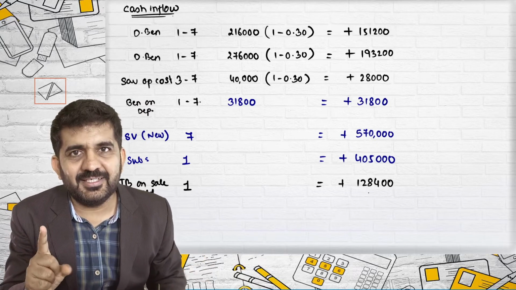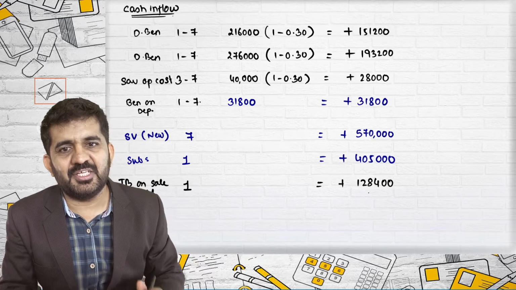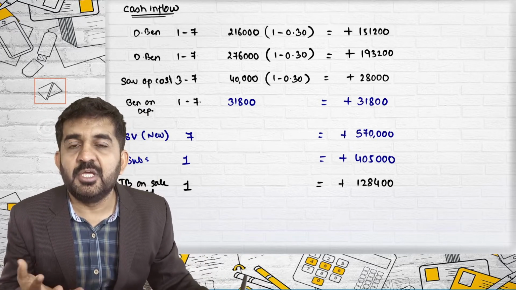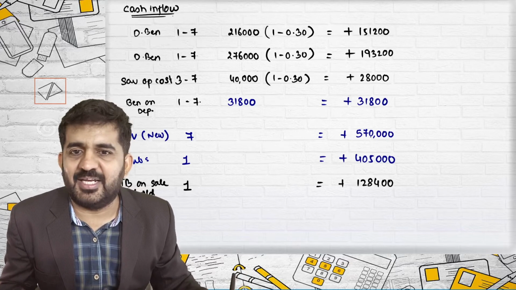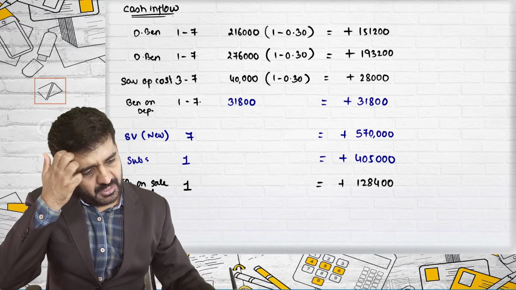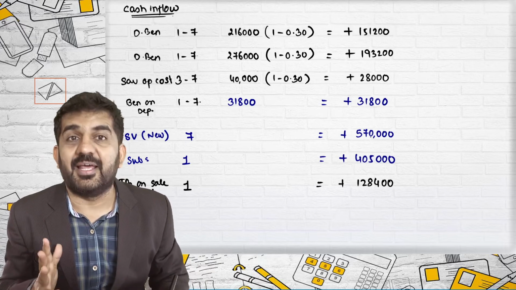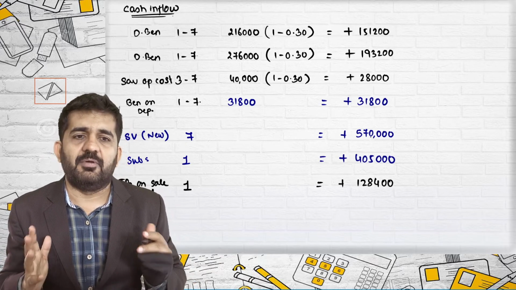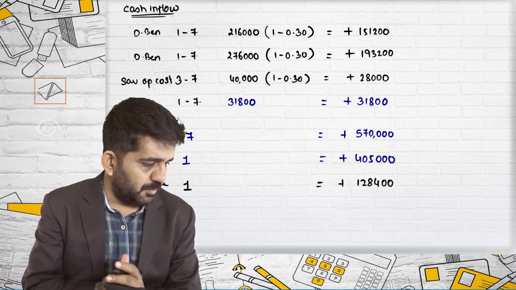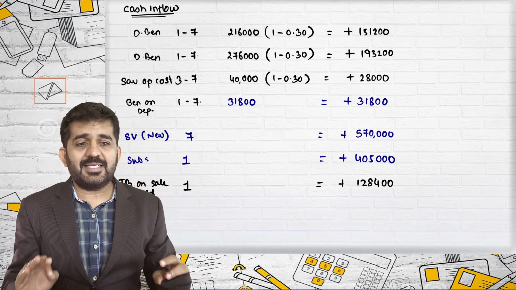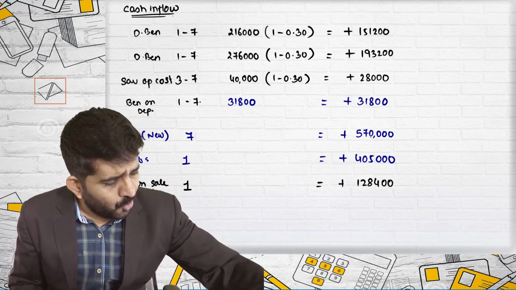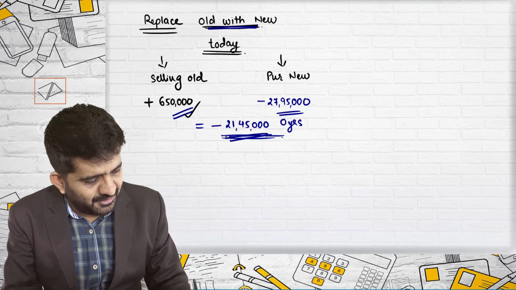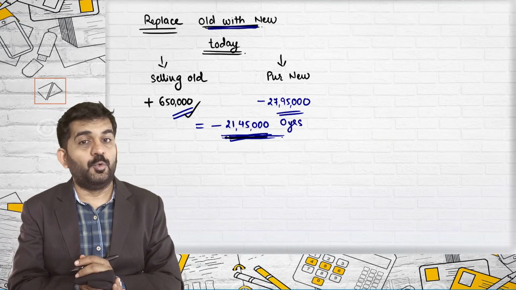Straight line method, we have used it for all 7 years. After 7 years, it will be sold at a scrap value of 5,70,000. The written down value will also be 5,70,000. So there will be no capital gain or capital loss, and no tax benefit will be available. These are all the benefits that we are getting, and this is the money which we need to pay today.